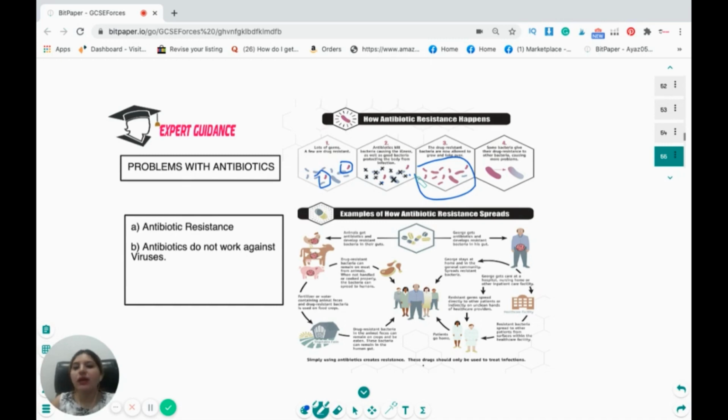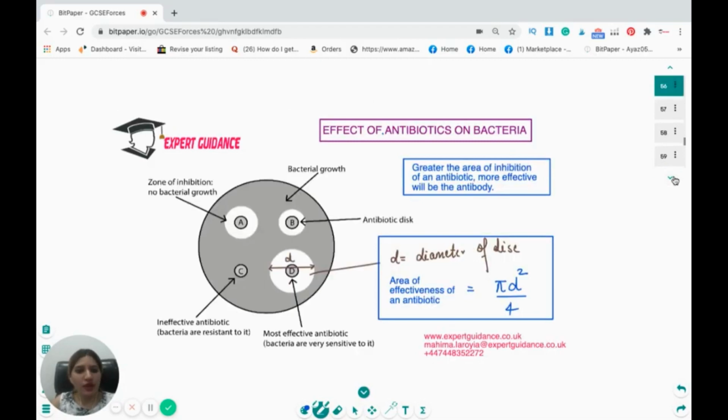So people are stopping the use of antibiotics in the UK, and they are only given when they are very, very essential. Now, you have to remember this, antibiotics do not work against the virus.